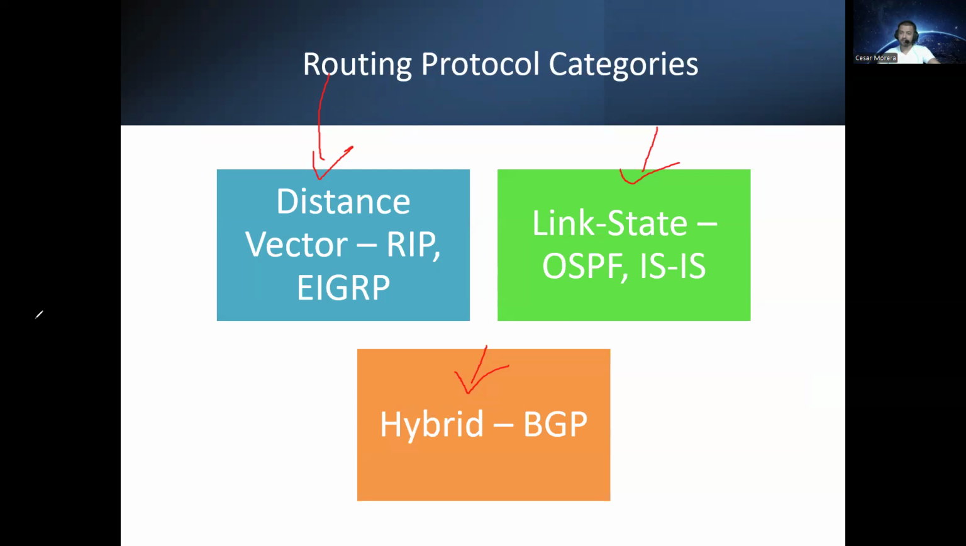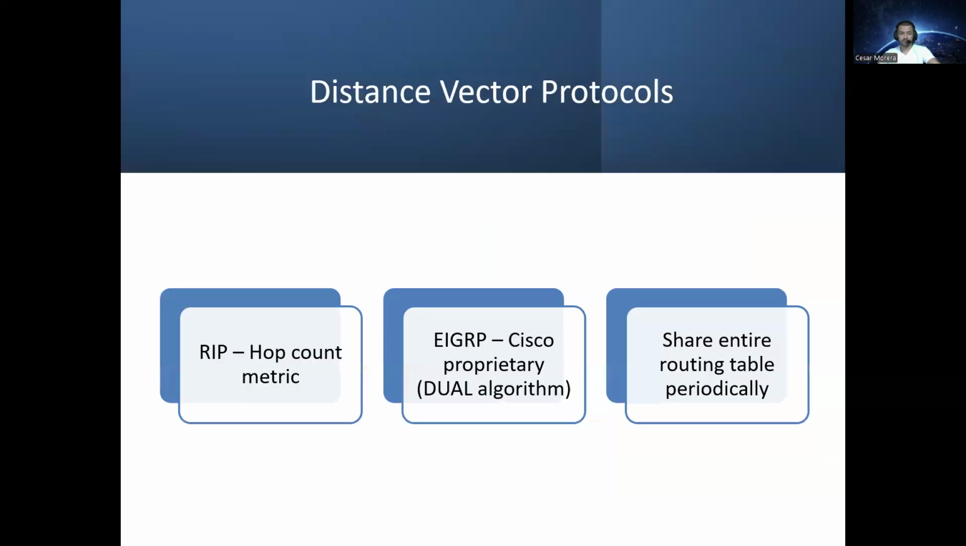Okay, time for clearing the board. Distance vector protocols. One example will be the hop count metric being used in RIP. The Cisco proprietary DUAL algorithm is used in EIGRP.